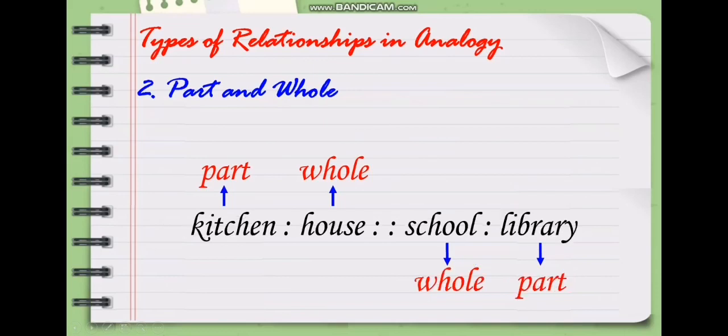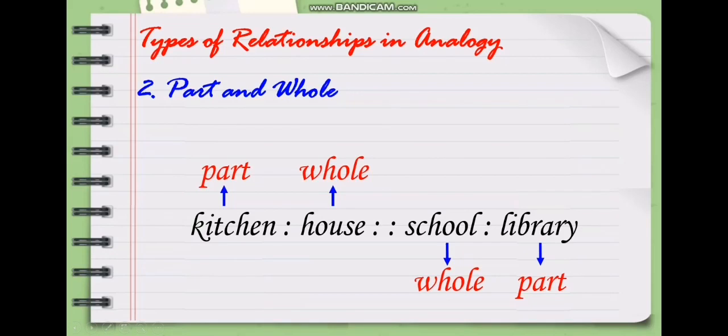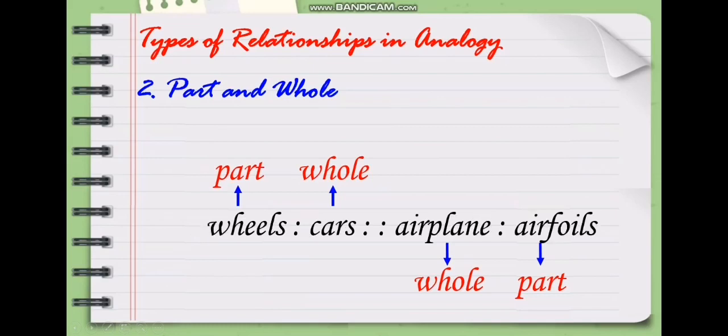Same thing with kitchen is to house, as library is to school. Kitchen is a part of a house, and a library is a part or a place you can locate in a school. And so it is the same with car is to wheels, as airplane is to airfoils. One of the parts of a car are wheels, and one of the parts of the airplane are its airfoils. So this relationship is what we call part and whole.